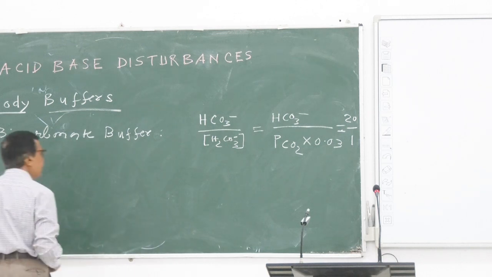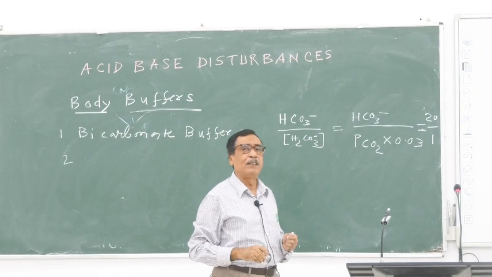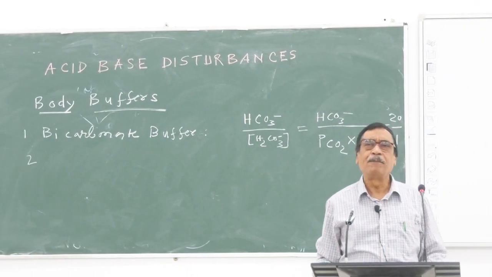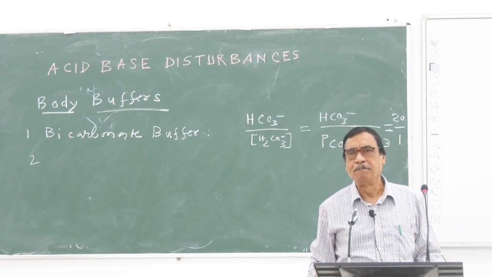The major buffer as well as extracellular buffer. Buffer may be present within the cell, buffer may be present outside the cell. Bicarbonate buffer is the buffer present outside the cell, the major extracellular buffer.